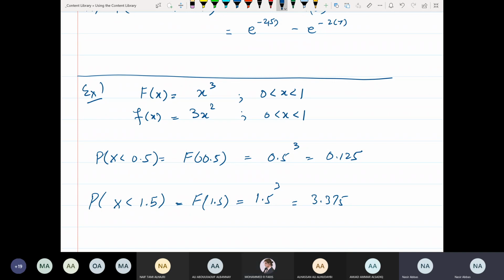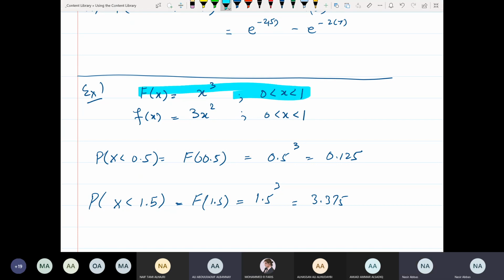Where is the problem? Amjad already answered it. It is greater than 1. Why is it greater than 1? Because we put 1.5. It is x less than 1.5, not probability 1.5. We should not exceed 1; the maximum should be 1.